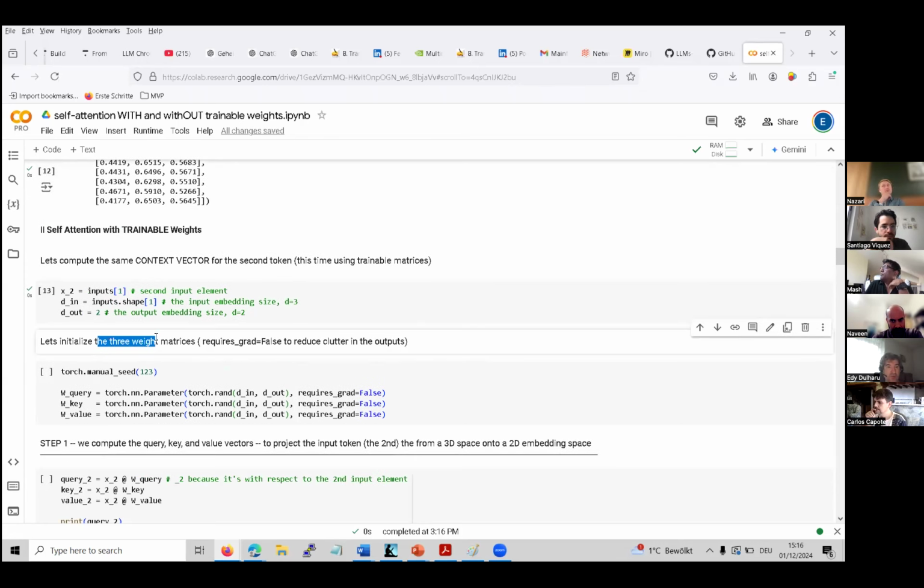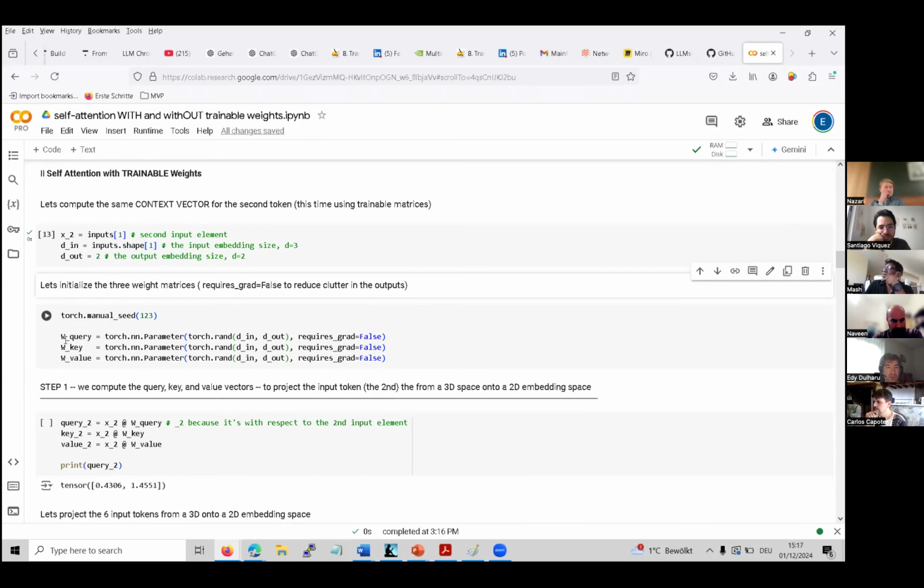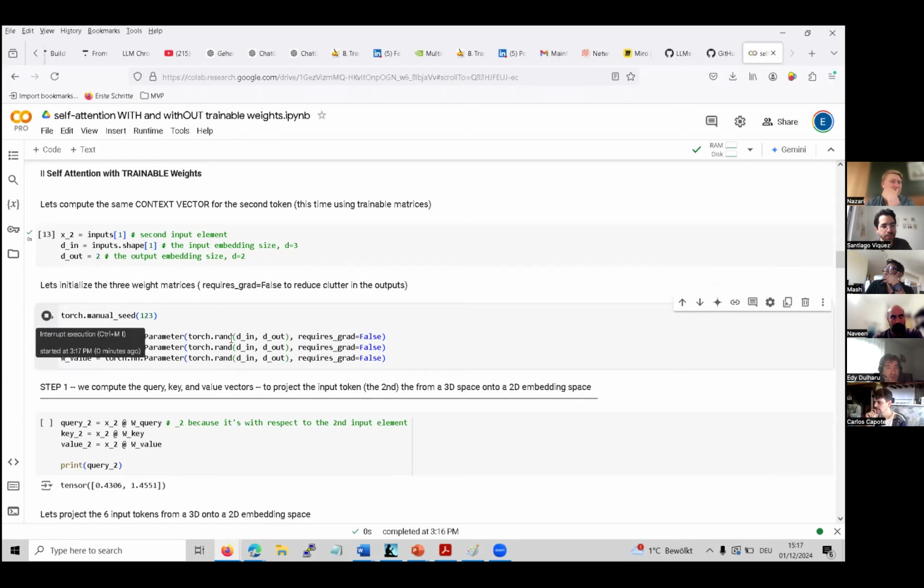So now we have these 3 matrices for this example: W query, W key, and W value. These are initialized with some random values using these two dimensions, the input, which is 3, and the output, which is 2. So we have a 3-dimensional embedding vector for the input, and we'll have a 2-dimensional embedding for the output.